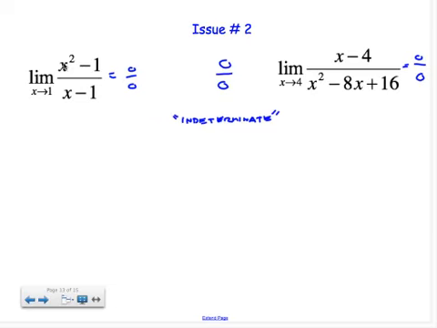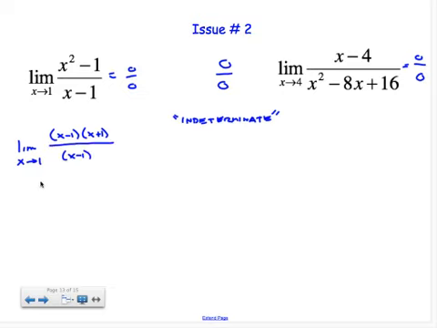If I'm an algebra student, then the first thing that makes sense to me is to factor that numerator as a difference of two squares. So I'm going to write this as the limit as x goes to 1 of x minus 1 times x plus 1 divided by x minus 1.